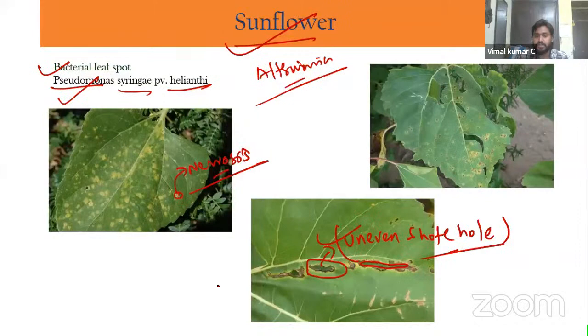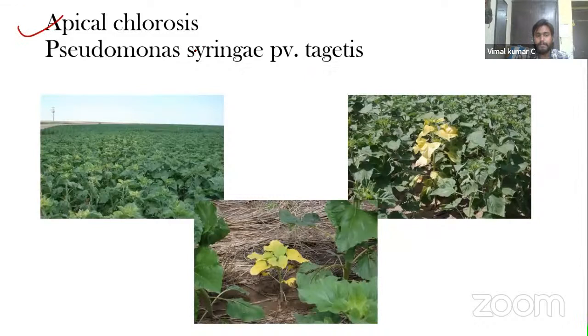The next one is apical chlorosis. The name itself indicates apical chlorosis, meaning the tip, the trifoliate leaf, the growing shoot or young leaf will be infected first. The infection is caused by Pseudomonas syringae pathovar tagetis.